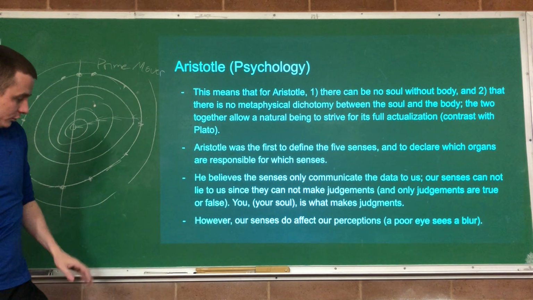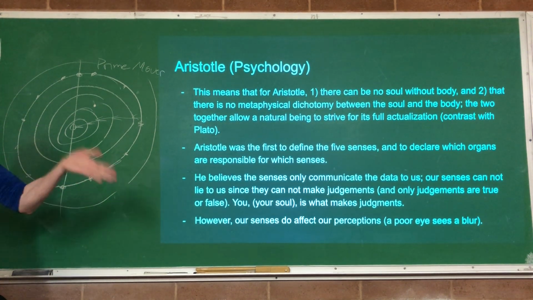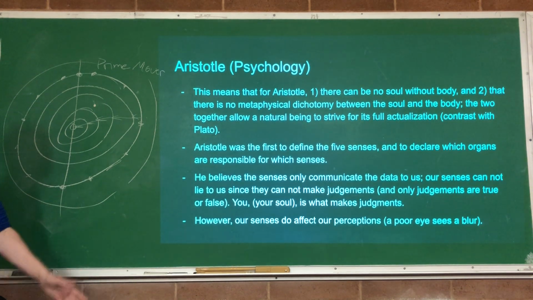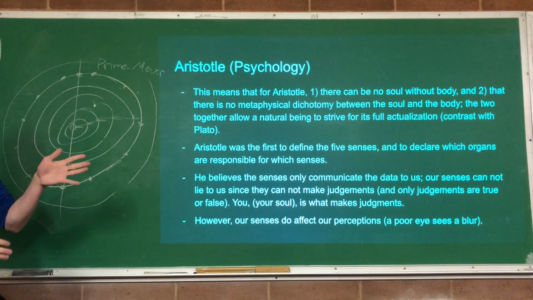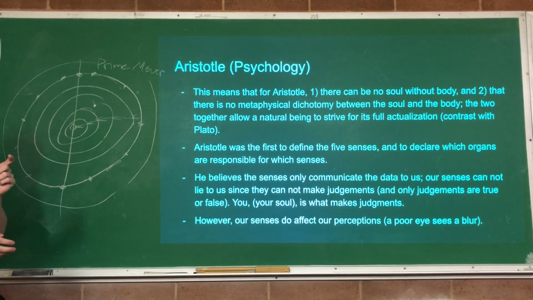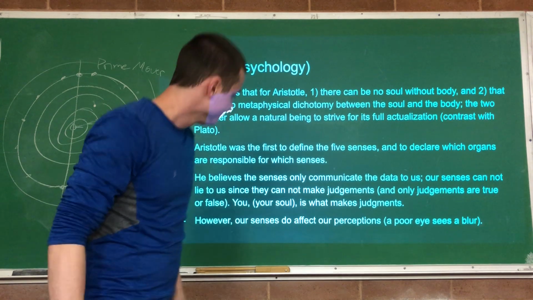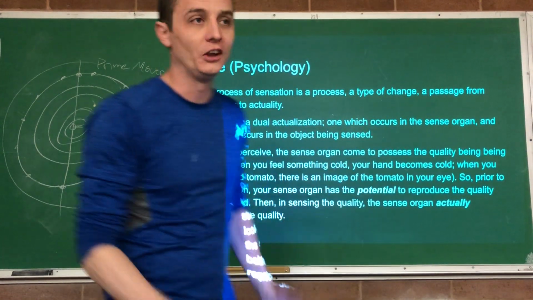You're the one that comes to a false conclusion. However, our senses do affect our perceptions. Poor eyesight, you see a blur. Oh, there's a great example. Take someone who has bad eyesight, they take off their glasses, they look at something that has a blurry edge. They don't have to come to the conclusion that that must be a blurry edge. They come to the conclusion, oh, I don't have perfect 20/20 vision. Right? Pretty natural conclusion. So, quit blaming the senses. They're giving you the data.